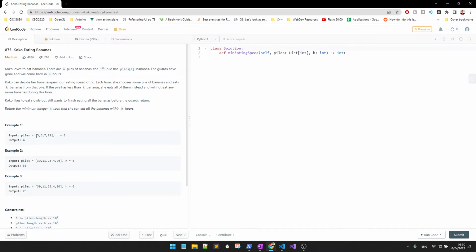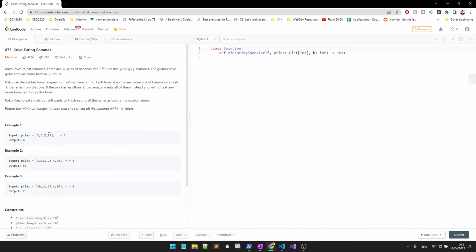So let's say, for example, here we're eating bananas per hour. Let's say we're eating 1 banana per hour. So the first pile would take us 3 hours. The second would take us 6 hours. At that point, we have 9 hours on the first 2 piles. That's greater than H. The guards will return before we ate all the bananas.